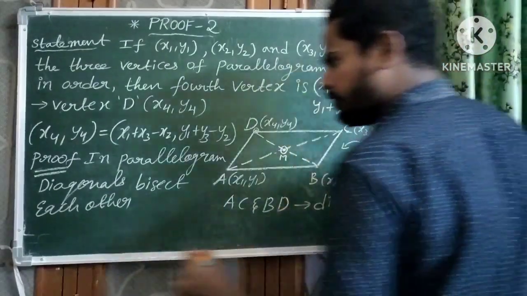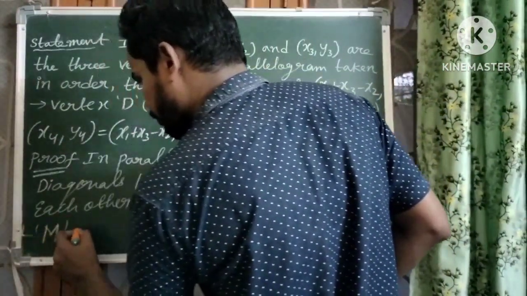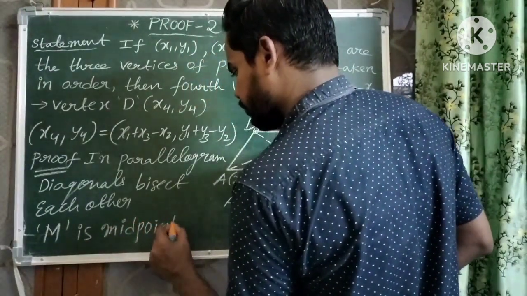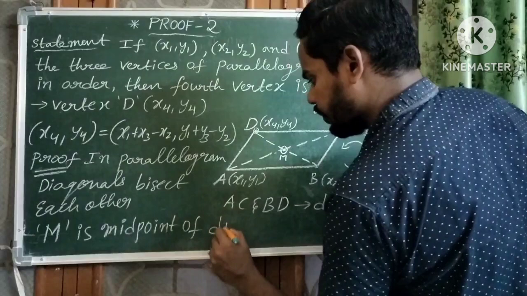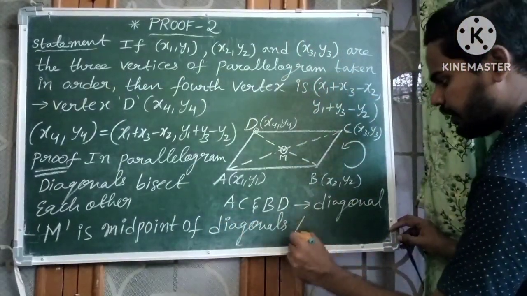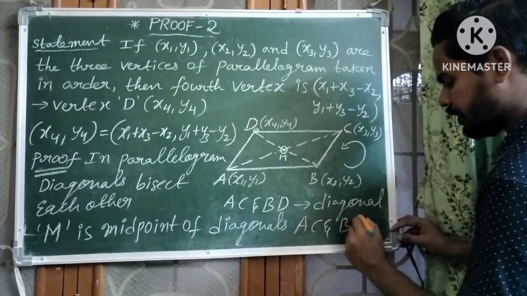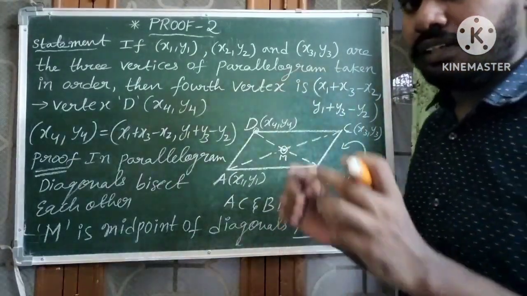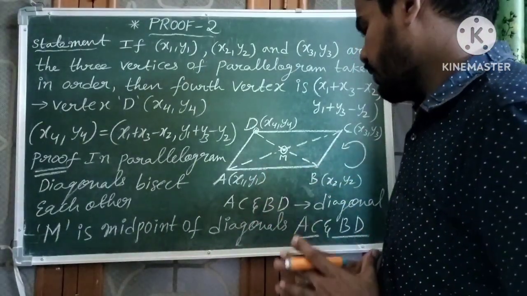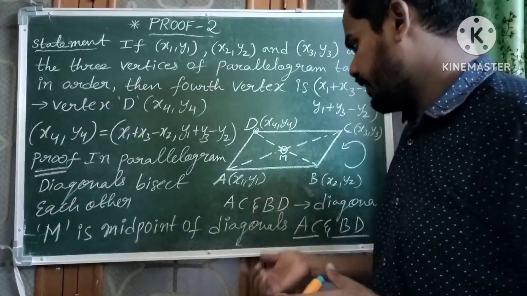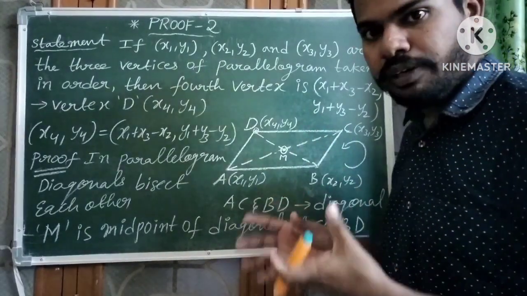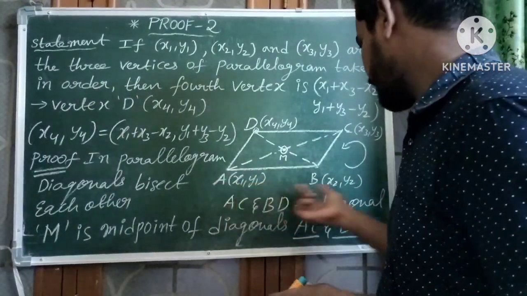So what is M here? Very important. Here M is midpoint of diagonals or line segments AC and BD. Here diagonal AC and BD are having same midpoint. Okay. So anyhow, let us find midpoint of AC and midpoint of BD separately using these coordinates.